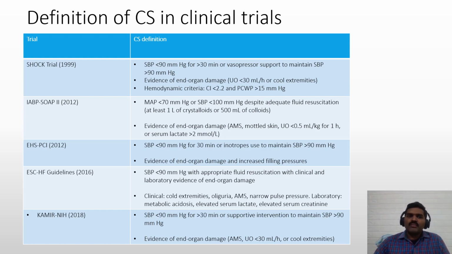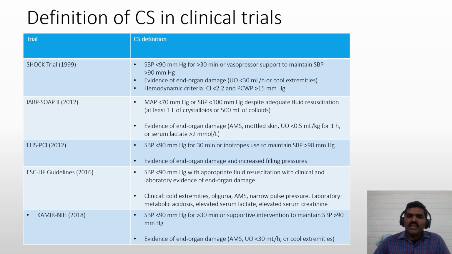The IABP-SHOCK II trial, which was conducted in 2012, instead of systolic BP, took mean arterial pressure less than 70 millimeters of mercury, or SBP less than 100 millimeters of mercury, despite adequate fluid resuscitation. At least 1 liter of crystalloids or 500 ml of colloids is said to be adequate fluid resuscitation. Evidence of end organ damage in the form of acutely altered mental status, mottled skin, urine output less than 0.5 ml per kg per hour, and serum lactate of greater than 2 millimoles per liter.